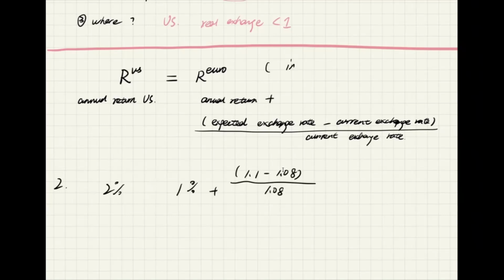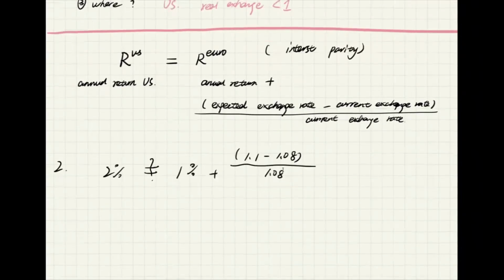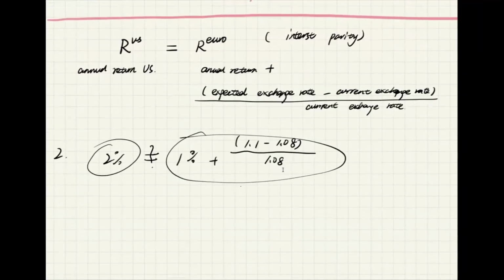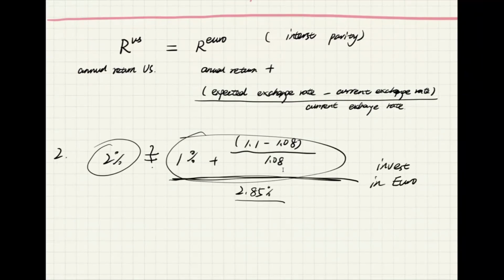this means that the interest parity holds. And if you want to determine which one is larger and which one is smaller, you can calculate it. This is 2%, and this one I can tell you the answer is 2.85%, right? So now, as you can see, if you can invest in Europe, it would be better because the annual return would be higher. So you should invest in Europe.